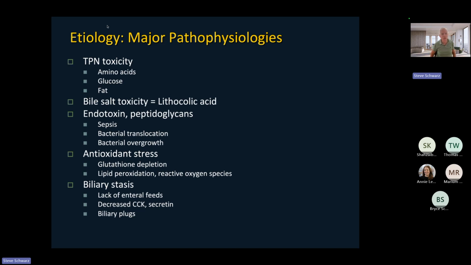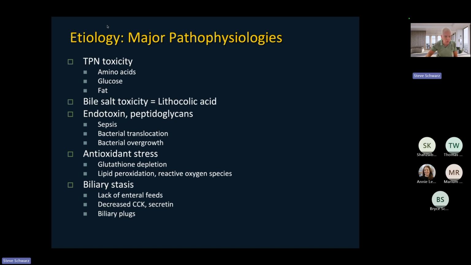Antioxidant stress as a result of the inability to excrete from the liver certain toxic compounds, the depletion of glutathione as we try to manage the toxic elements in the liver, and the contribution of lipid peroxidation and the increased elaboration of reactive oxygen species.